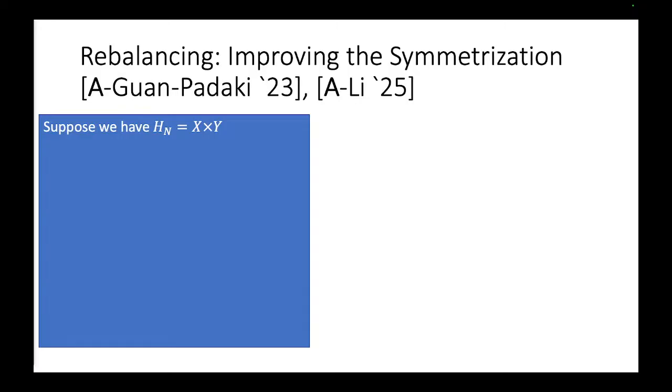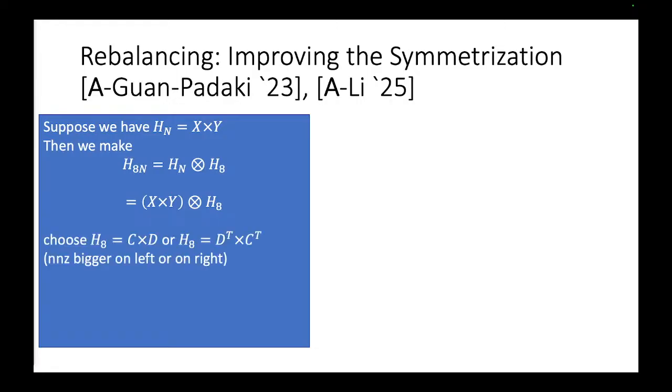So if we'd previously written the n by n matrix as a circuit x times y, then to make the 8n by 8n circuit, so the Kronecker product with h8, what do we do? Well, we replace hn with x times y, and then we choose whether to replace the h8 with either c times d or d transpose times c transpose. And the way we're doing it is we're just alternating. So we did c times d the first time, then d transpose times c transpose the second time, and so on. One of them has more non-zero entries on the left, the other has more non-zero entries on the right. So for example, if you choose c times d, you get a Kronecker product like this, you apply the mixed product property, and this is how we're building up our circuit right now.